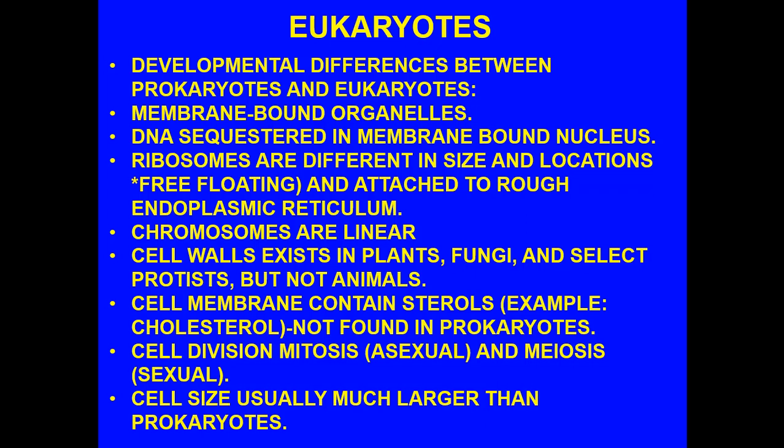The cell division for eukaryotes includes mitosis, which would be an asexual means. You start with a cell and you end up with two daughter cells genetically alike, or meiosis, which is a process that is considered sexual, and you end up with genetic variations which allow for enhanced fitness and survival, especially in an environment where you have changes coming from time to time. The cell size is also much, much larger than prokaryotes.